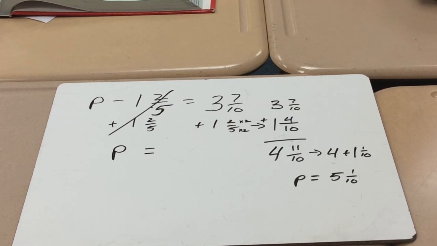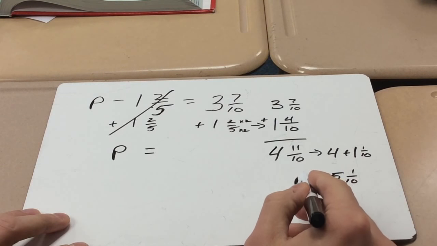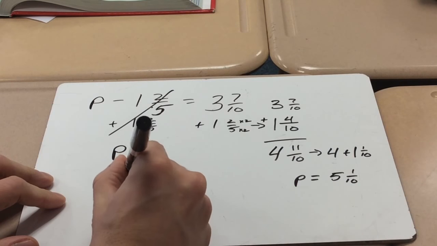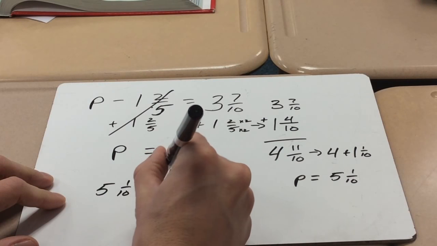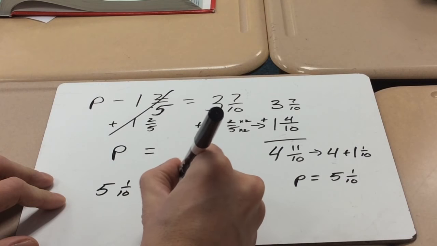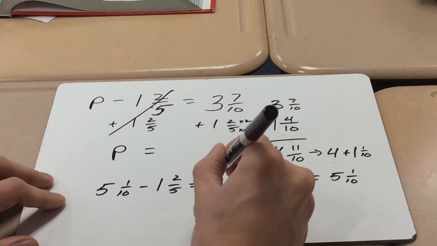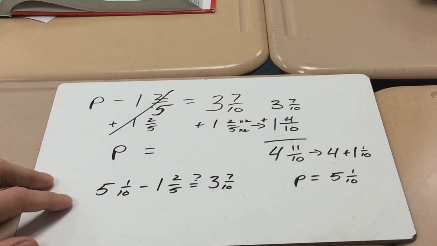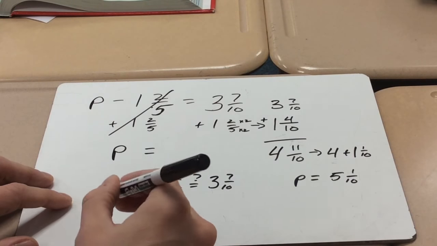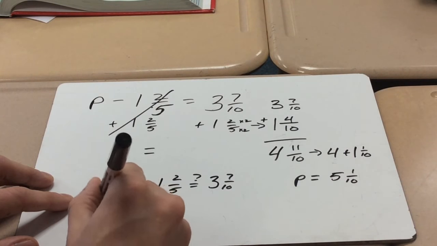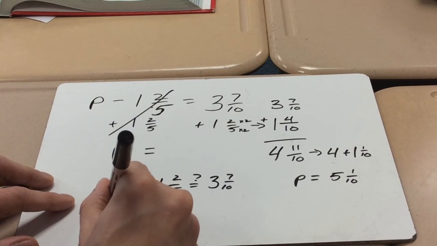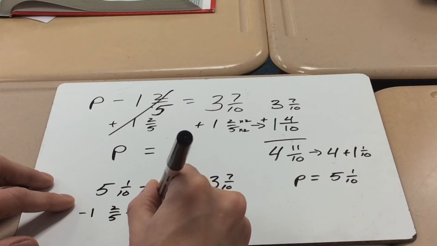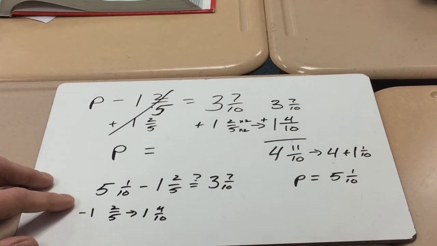Now I can check that by replacing the variable with the number. So I can say 5 1/10 minus 1 2/5. And does that equal 3 7/10? So what I can do is set it up in working form. I can put the minus 1 2/5 right there and change that to 1 4/10.